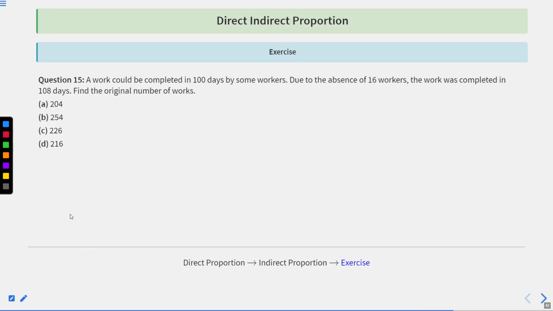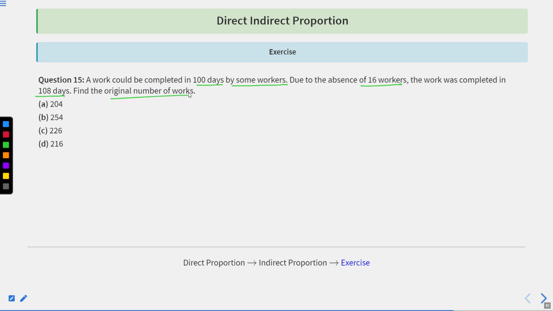Now, question number 15. A work could be completed in 100 days by some workers. Due to the absence of 16 workers, the work was completed in 108 days. Find the original number of workers.